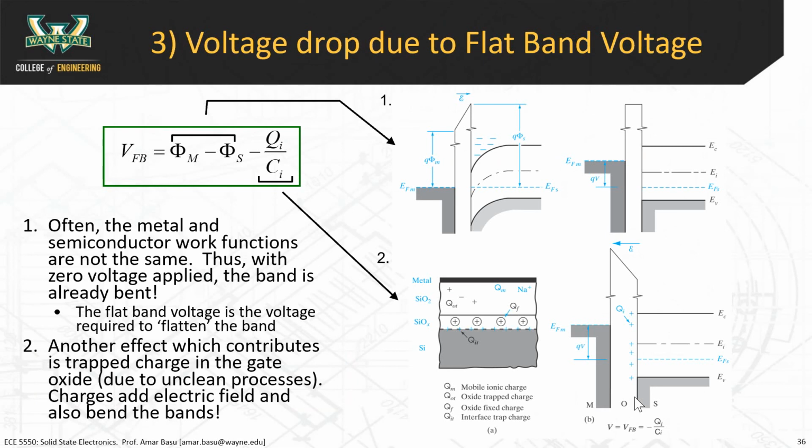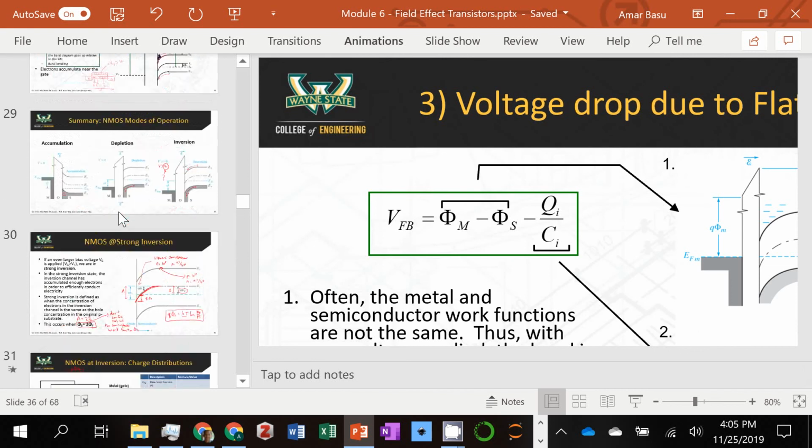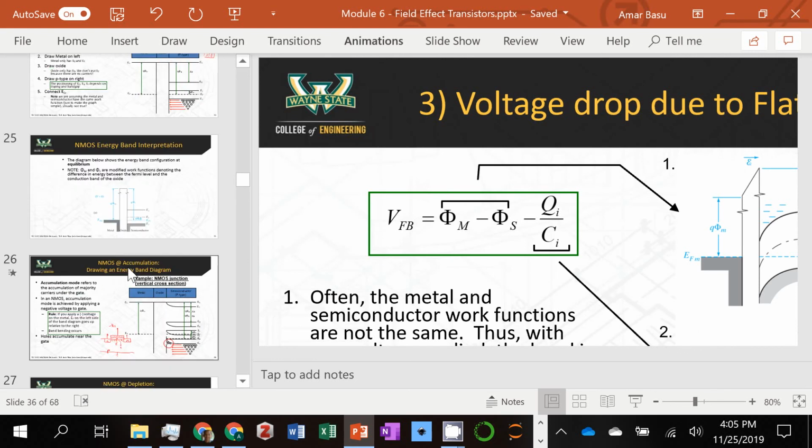And the last part is the voltage drop due to the flatband voltage. Now, the flatband voltage is actually due to two different effects. The first is the metal and semiconductor work function, and the second is something about the trapping of charges in the gate oxide. I'll talk a little bit about both. Let's do the first one here. I mentioned this when we did the equilibrium band diagram.